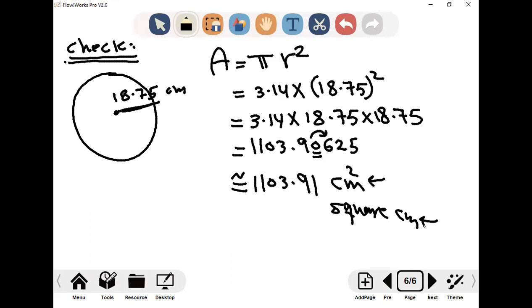This is the check on page 458 after example 1.